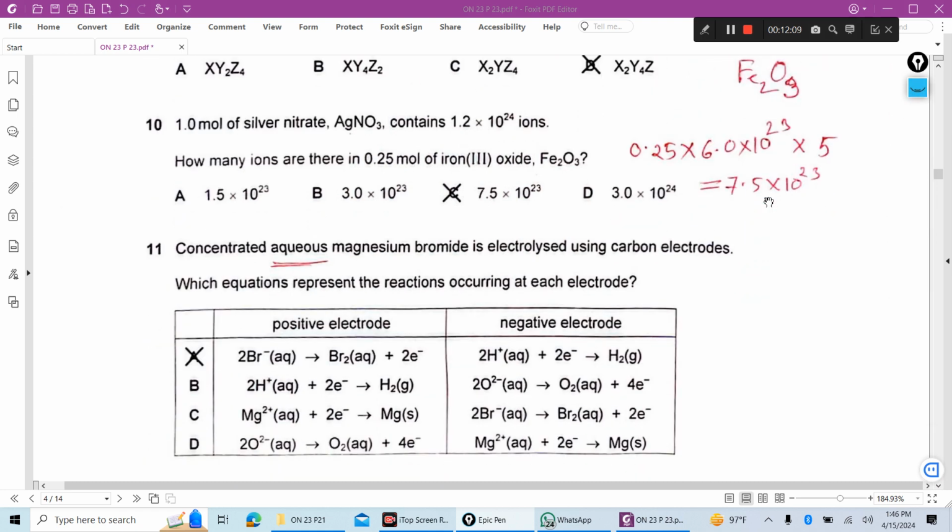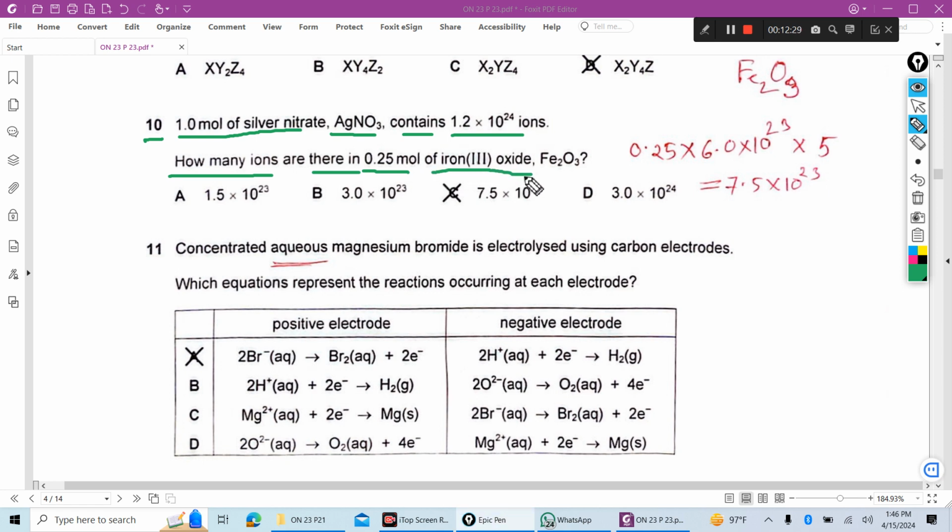Number 10. One mole of silver nitrate, AgNO3, contains 1.2 times 10 to the power 24 ions. So how many ions are there in 0.25 mole of iron 3 oxide? How many ions present? So you see, the mole is given: 0.25 times 6 times 10 to the power 23, this is the Avogadro constant, times the number of ions of that substance.